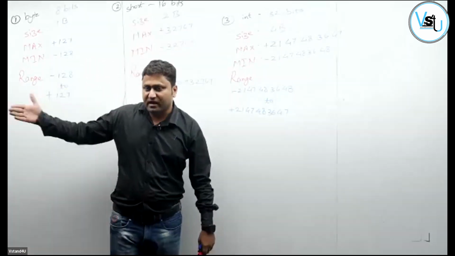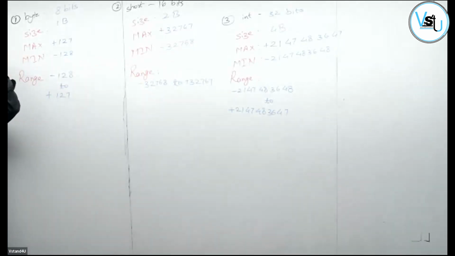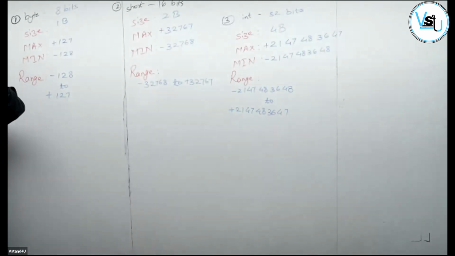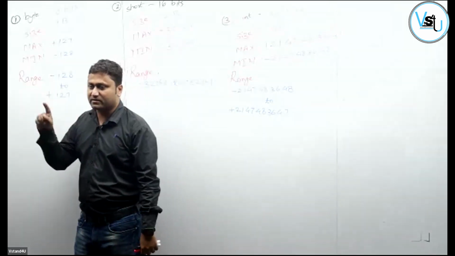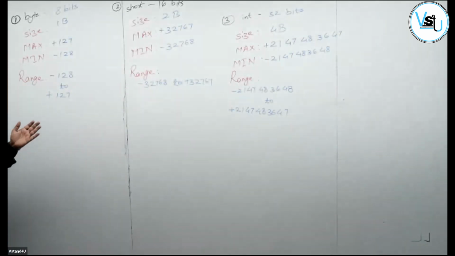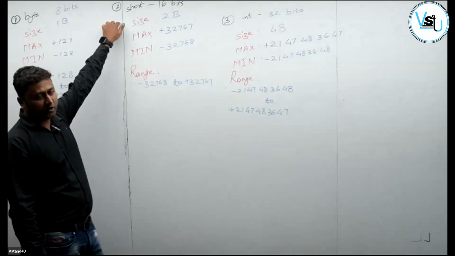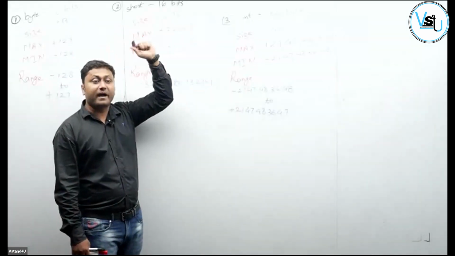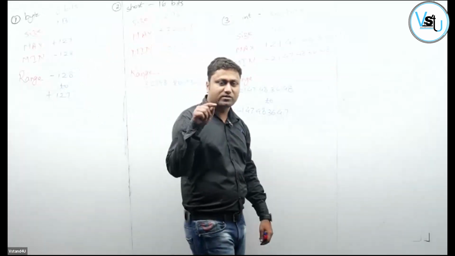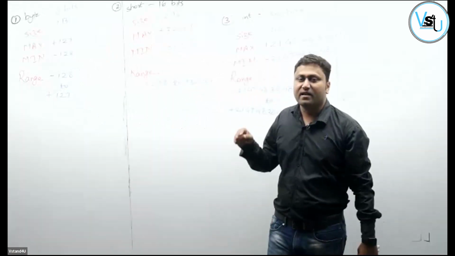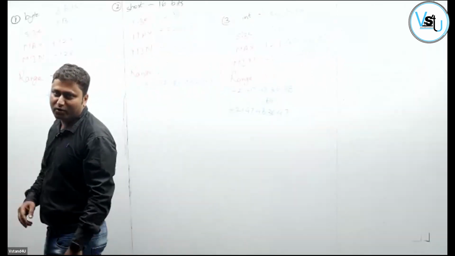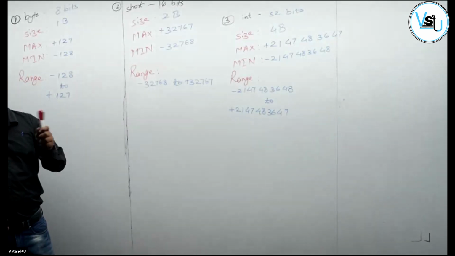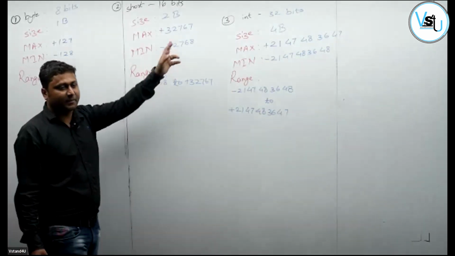Let's recap. Smallest data type is byte. Maximum number allowed is 127, minimum is minus 128, and the range of byte starts from minus 128 to 127. Next, short: size 2 bytes, maximum 32767, minimum minus 32768, range from minus 32768 to 32767. Next data type is int.